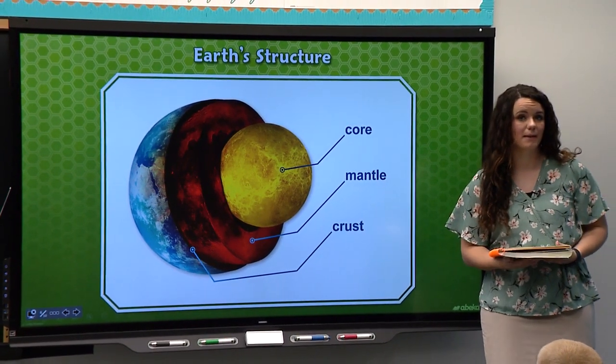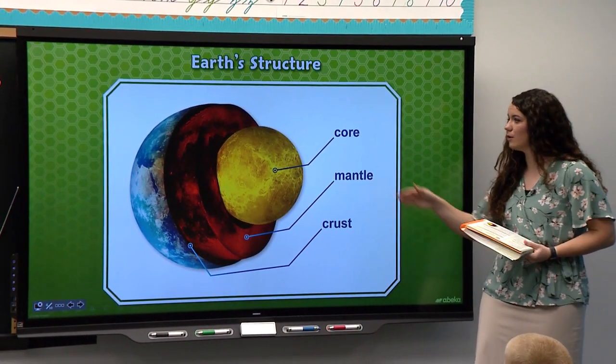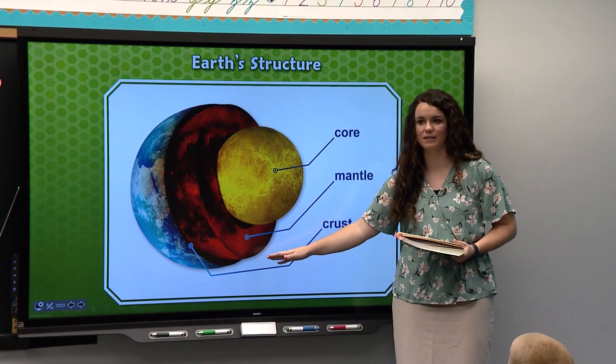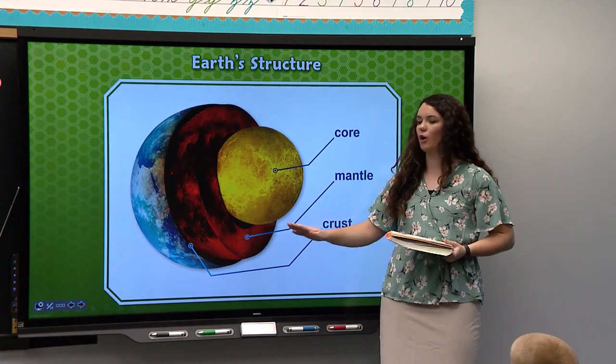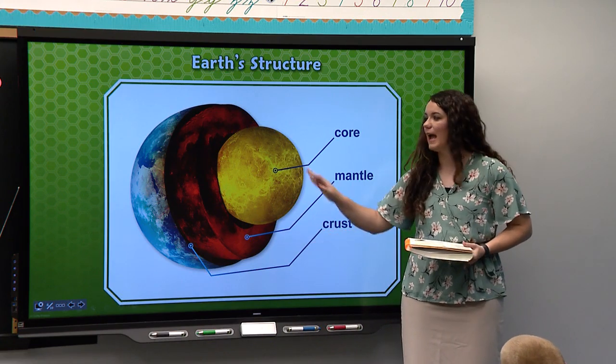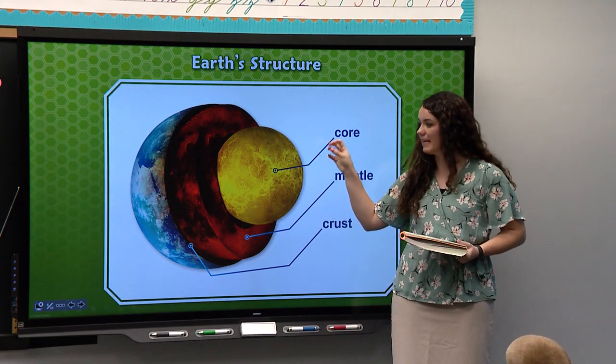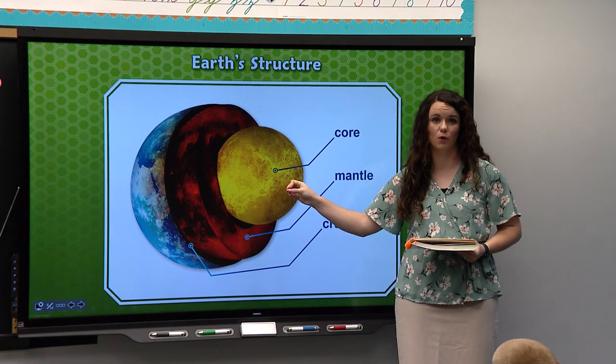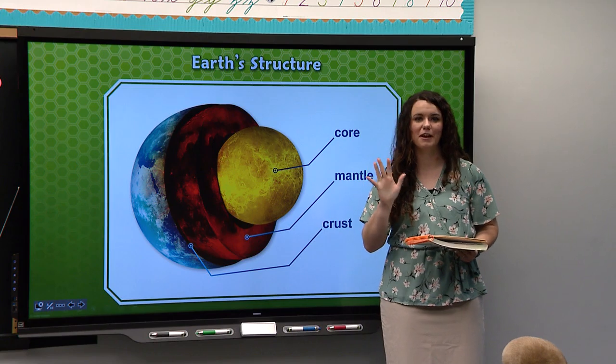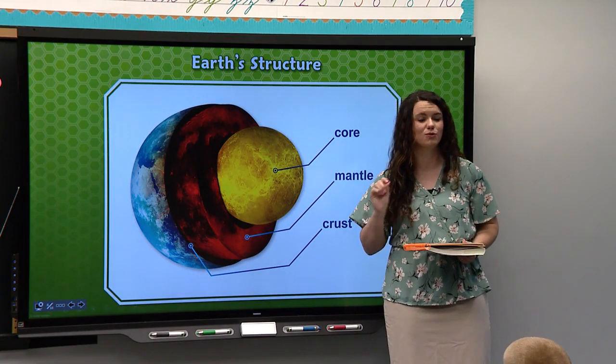There are 3 layers that make up the Earth as well. The outer one is called the crust. Say crust. Crust. The middle layer is called the mantle. Say mantle. Mantle. And the inside layer is called the core. Say core. Core.